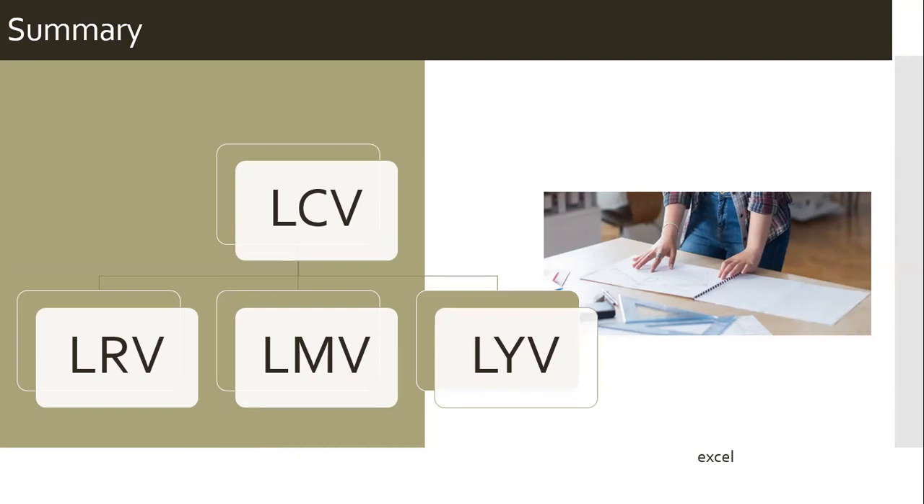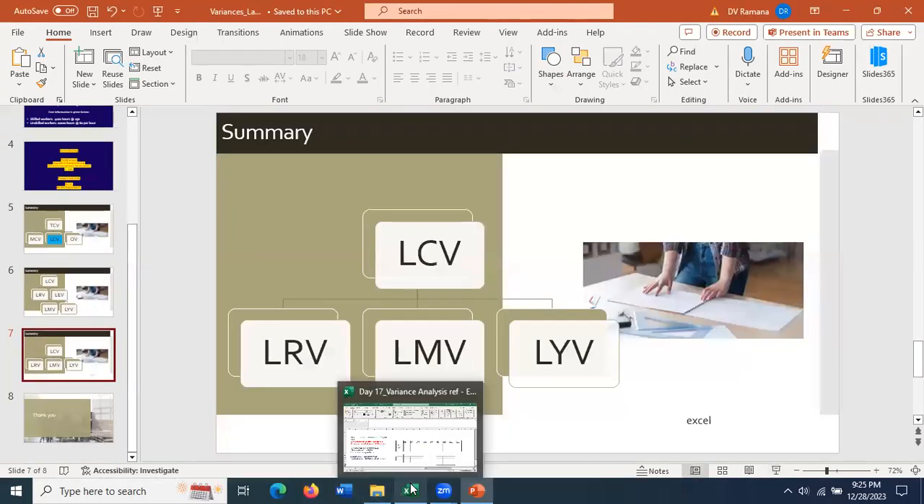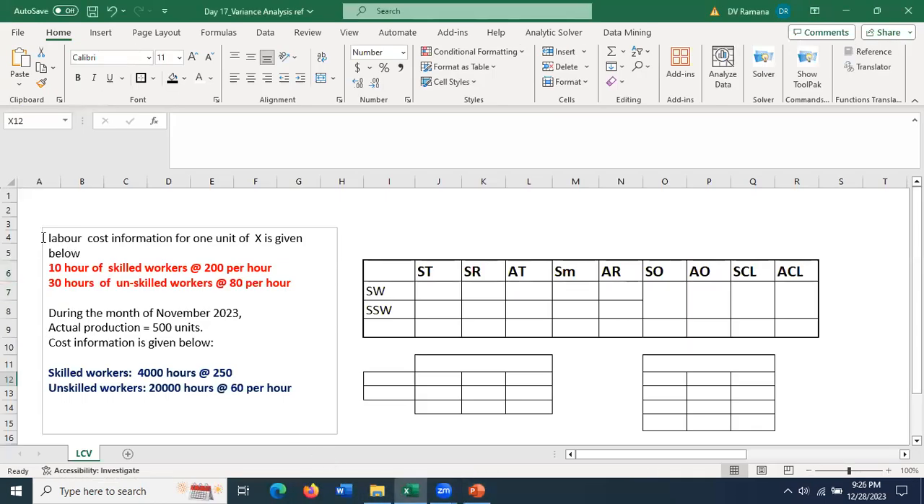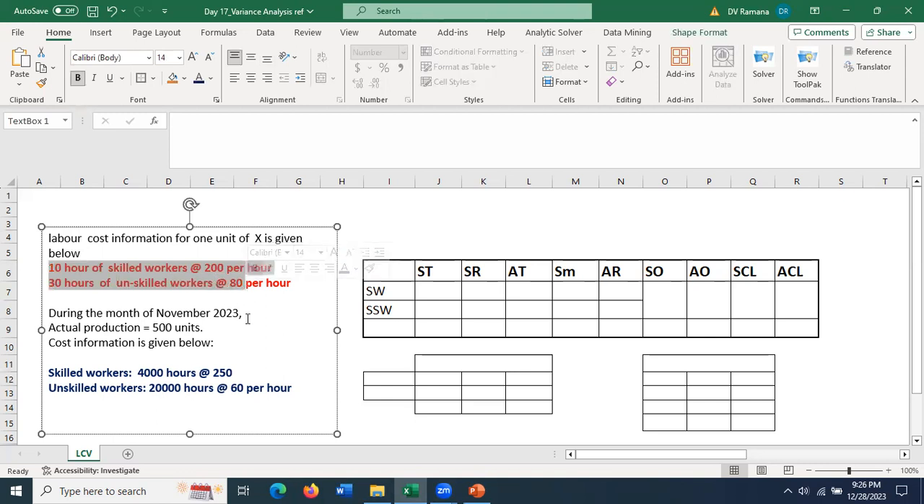So, it is necessary to calculate all possible variances. So, let us go to Excel to do that. This is the standard information for one product: 10 hours of skilled workers and 30 hours of unskilled workers for one particular unit of X. But in a particular month, November, they produce 500 and the cost information regarding labor is given here.